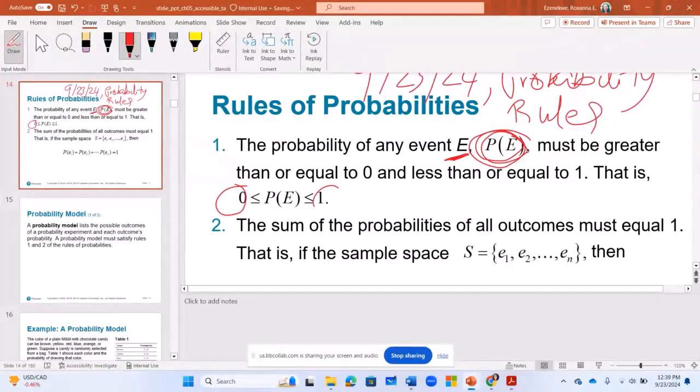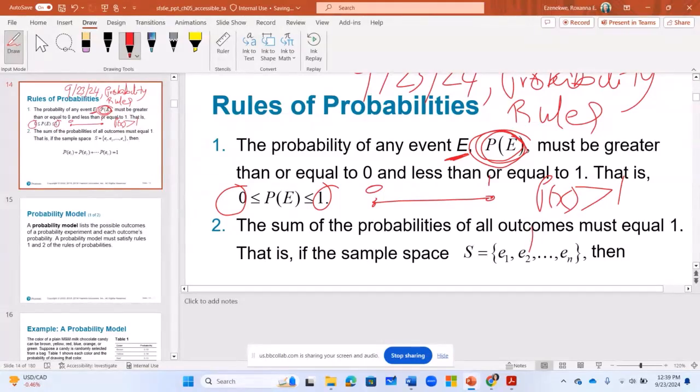be greater than 1. In other words, if you draw a number line, probability can be 0, probability can be 1, but probability of any event is not allowed to be greater than 1.